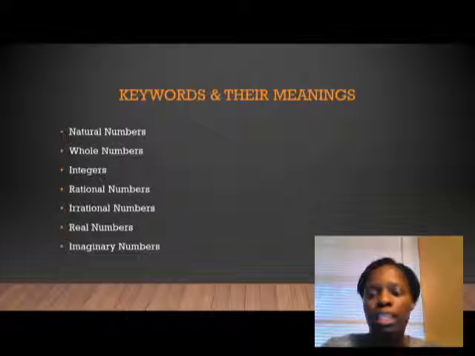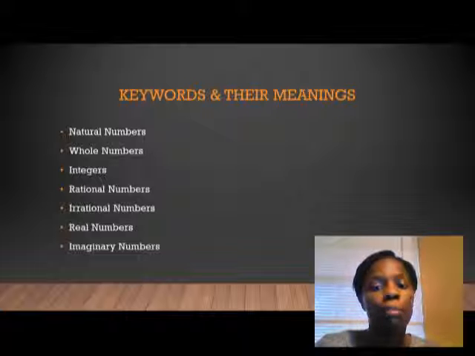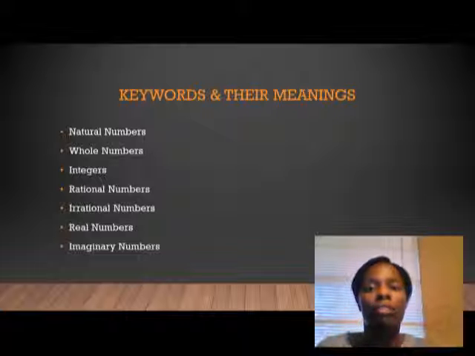So we'll go over things like natural numbers, whole numbers, integers, rational numbers, irrational numbers, real numbers, and imaginary numbers. That's the scope of the types of numbers that we will deal with in math. Okay.